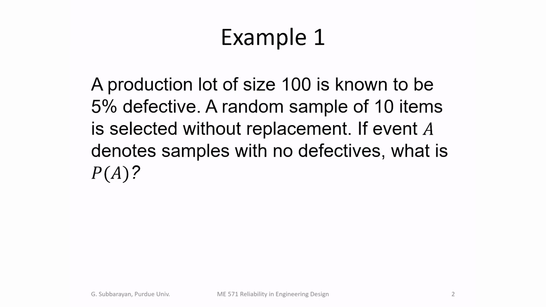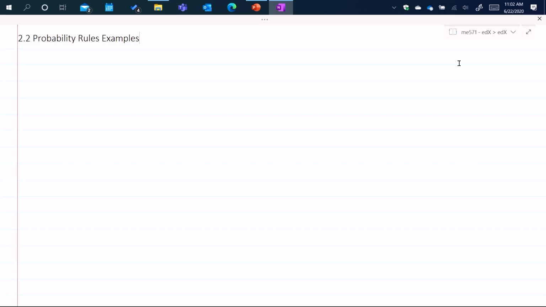Given 100 parts, we know 95 of them are non-defective and 5 are defective. And we want to count the number of ways we can pick 10 parts out of the 95 non-defective parts, so that the 10 parts that we picked have no defectives in them. Okay. So, like I said, I'll switch over to Microsoft OneNote to solve this example problem.